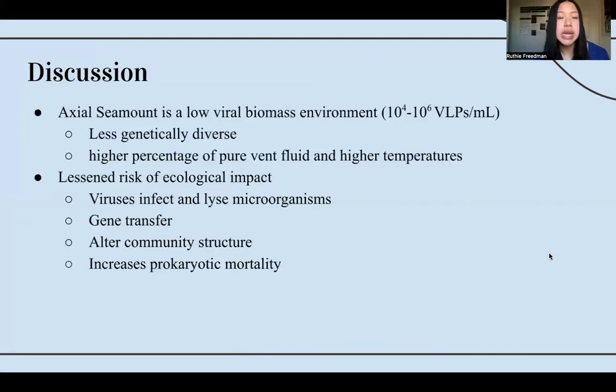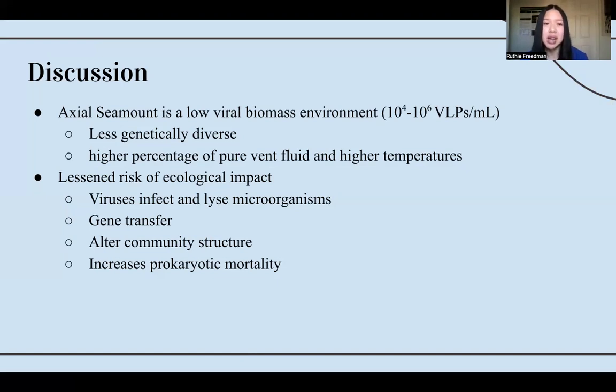So what does this all mean? These numbers and subpopulations have shown that Axial Seamount is a low viral biomass environment. We only got counts in the 10 to the fourth to 10 to the sixth range, when research has found other marine environments to have upwards of 10 to the seventh to 10 to the ninth counts on average, usually. So this is a very low biomass environment, which means that these are also going to be less genetically diverse. And as you can see, we only saw a maximum of 3 subpopulations, and that was only at 1 vent field site.